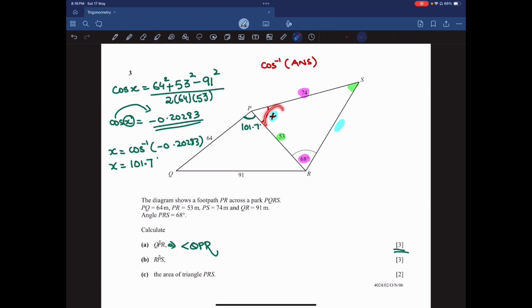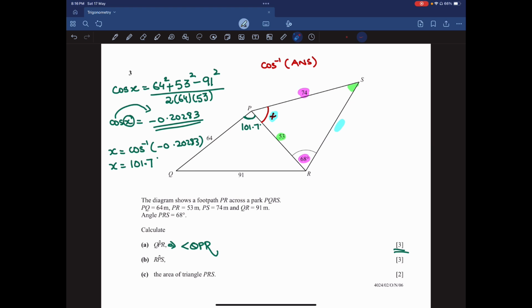Now to find angle X, we need this side, which is RS, and we do not have it. We have side PR, but then we do not have this angle. And we cannot apply the cosine rule. Why? Because two sides are given, the third side is not given. What is the second condition? Two sides and an included angle. So we have 53 and 74, but X is not given, right? And we're given 68, but 53 and the other neighboring side is not given.